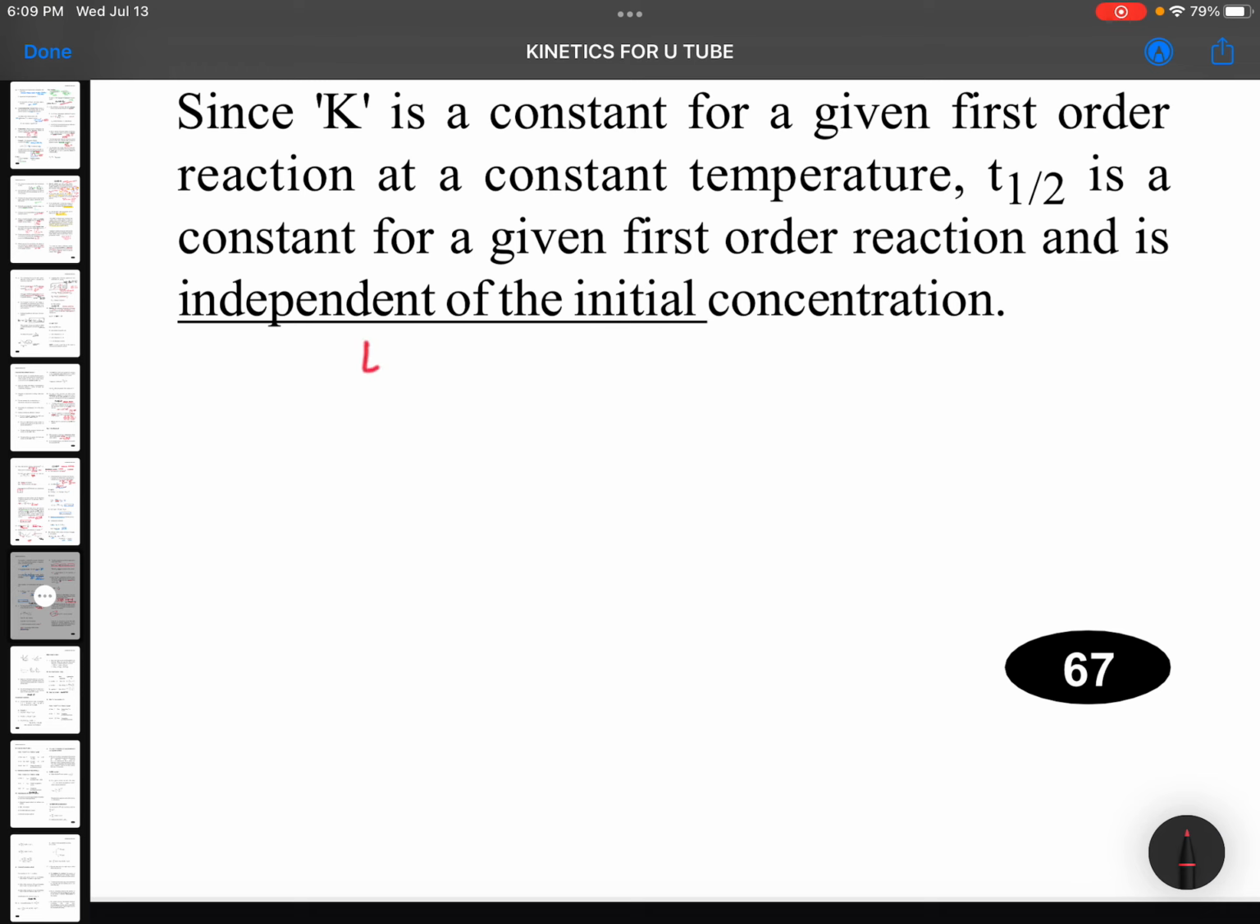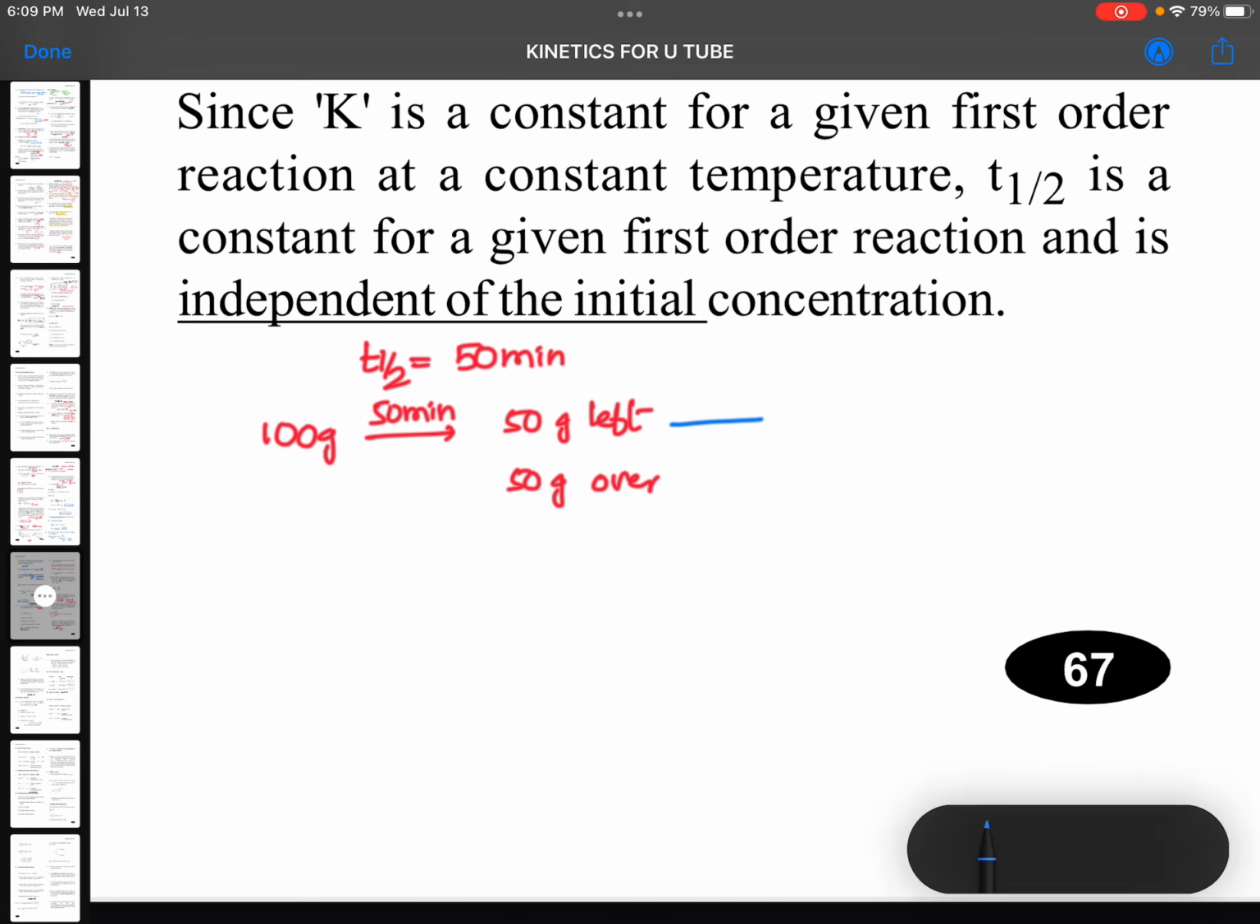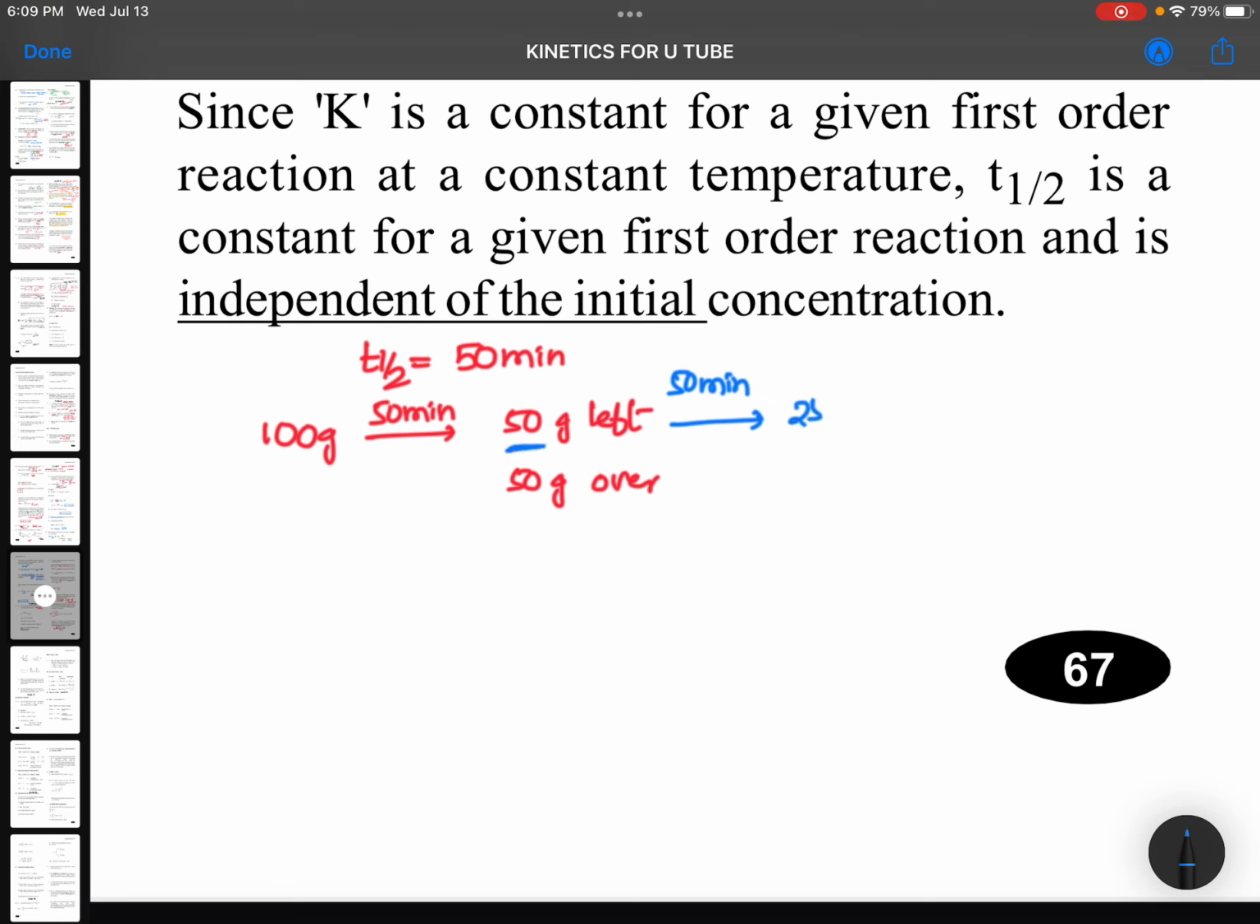Very simple. If t half is, let us say, 50 minutes, and 100 gram of compound is taken, that means in 50 minutes of time, 50 gram will be consumed and 50 gram will be left. These kinds of questions are very common. And if you use another 50 minutes, in this 50% is over, that is 25 grams left. Already 50 grams are over, plus 25 grams, that means 75 grams over. Total completed is 75 grams.